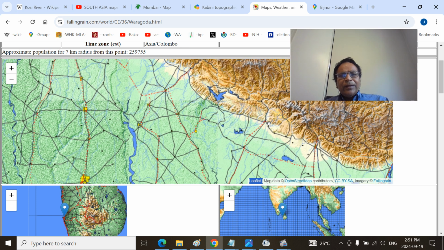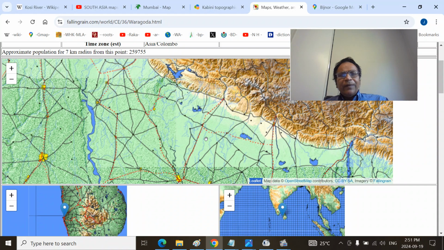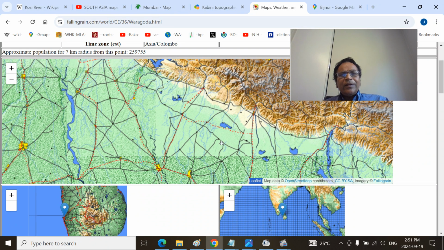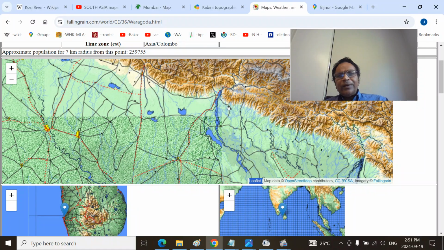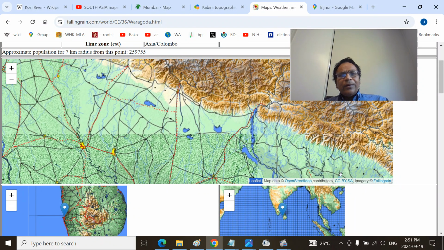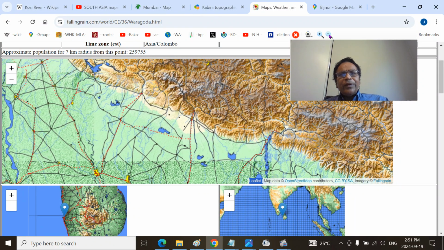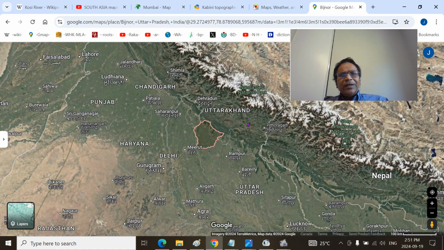This is the Haldwani region, you can see. Sir, this is the Haldwani region. This is the Kosi, the Kashipur, Ramnagar, Kosi river. So the Haldwani region, this is the Tanakpur region. So we can see the same region here.